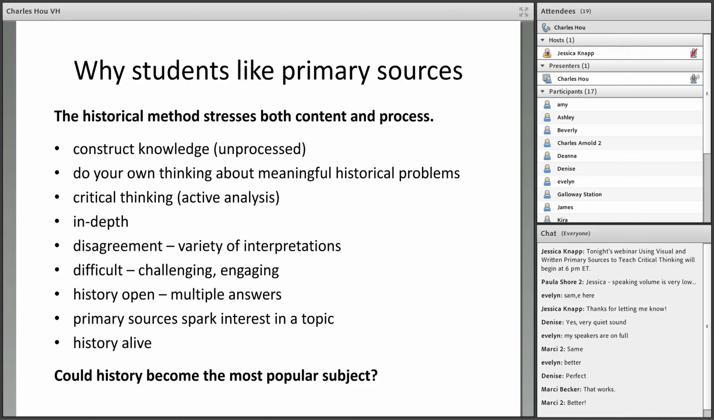And I could use primary sources to spark interest in the course. And my goal, my mission in life now, I want students to think that this was the most popular subject in the school.